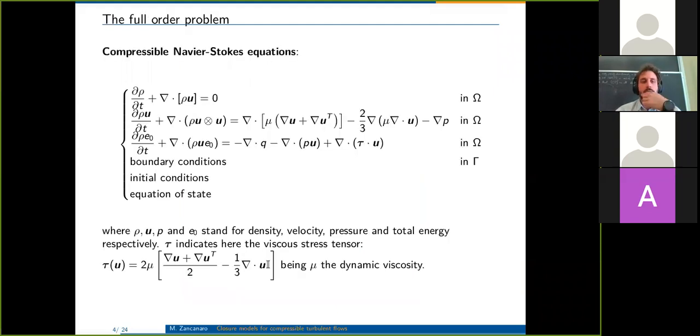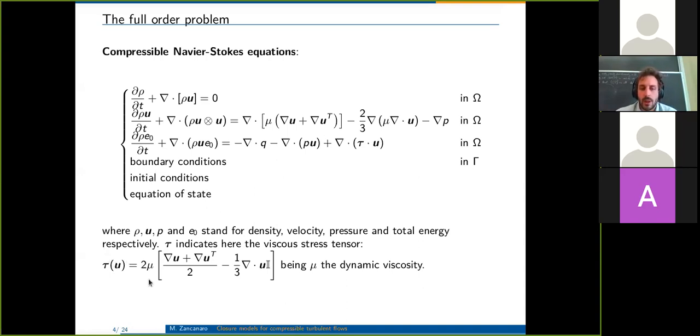So here we are. These are the compressible Navier-Stokes equations in their full and continuum formulation. The main equations are basically 3. There's the continuity equation, the energy equation, and the momentum equation. Of course, the system has to be completed by boundary conditions, initial conditions, and an equation of state that depends on the type of fluid you are working with.